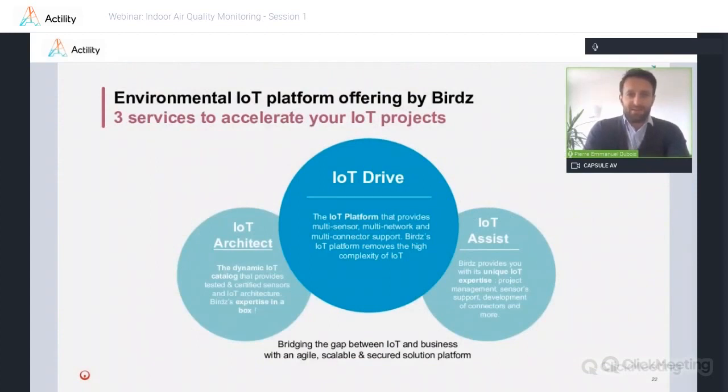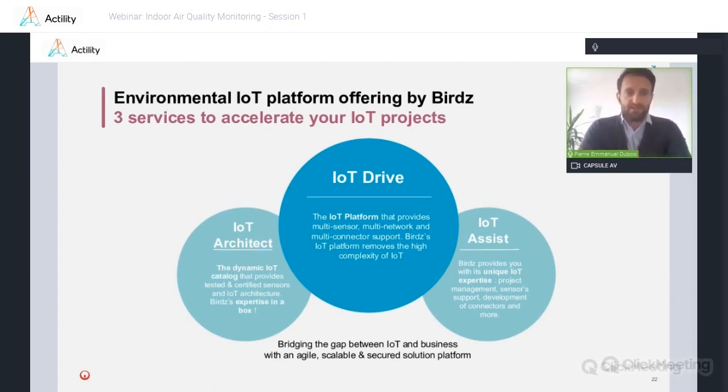So Birdz launched in 2020 to the market an IoT data platform offering in order to simplify the complexity of IoT integration and interoperability, and to help our customers easily deploy all types of environmental IoT projects, sometimes very complex. So this offering comes in three complementary bricks. First, the IoT platform itself, called IoT Drive, which is a full software as a service platform, agnostic of all use cases, devices, IoT connectivity protocols, and software applications.